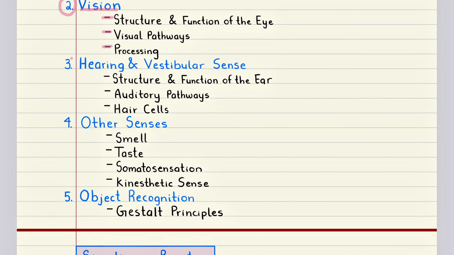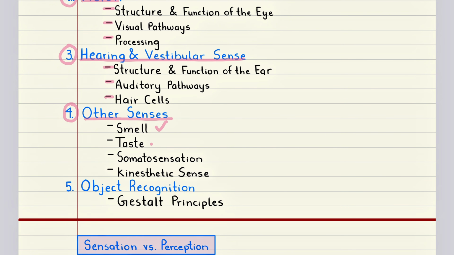From there, we're going to turn our attention to hearing and the vestibular sense. We're going to examine the structure of the ear, and we're going to go over how sound is converted into neural signals. We're also going to discuss how the body maintains balance and spatial orientation. We're then going to broaden our discussion to include several other sensory systems, including smell, taste, somatosensation, and the kinesthetic sense. Together, these systems provide information about both the world around us and about the state of our own bodies.